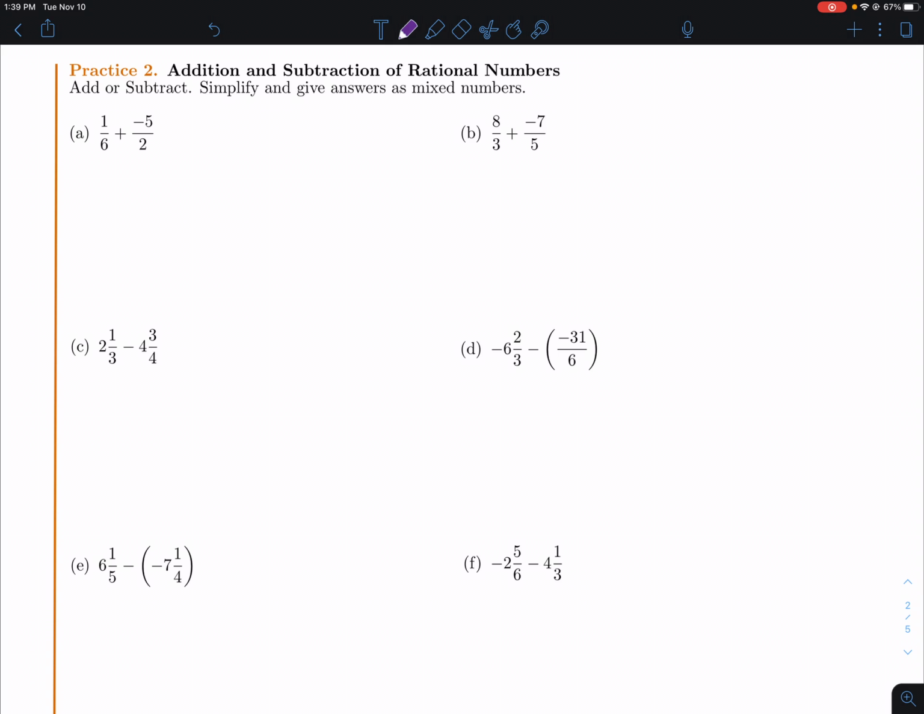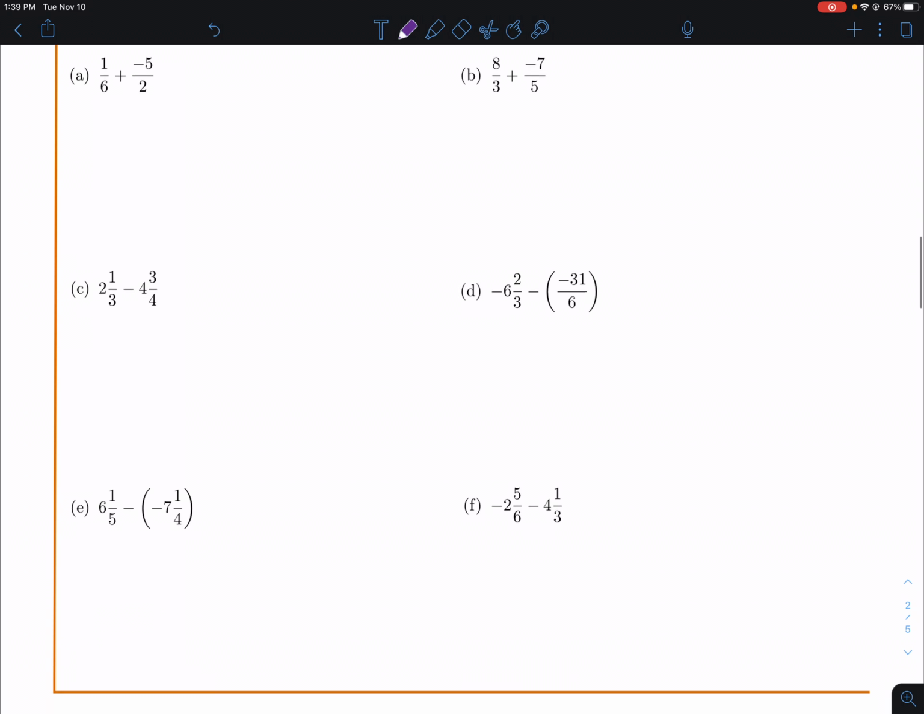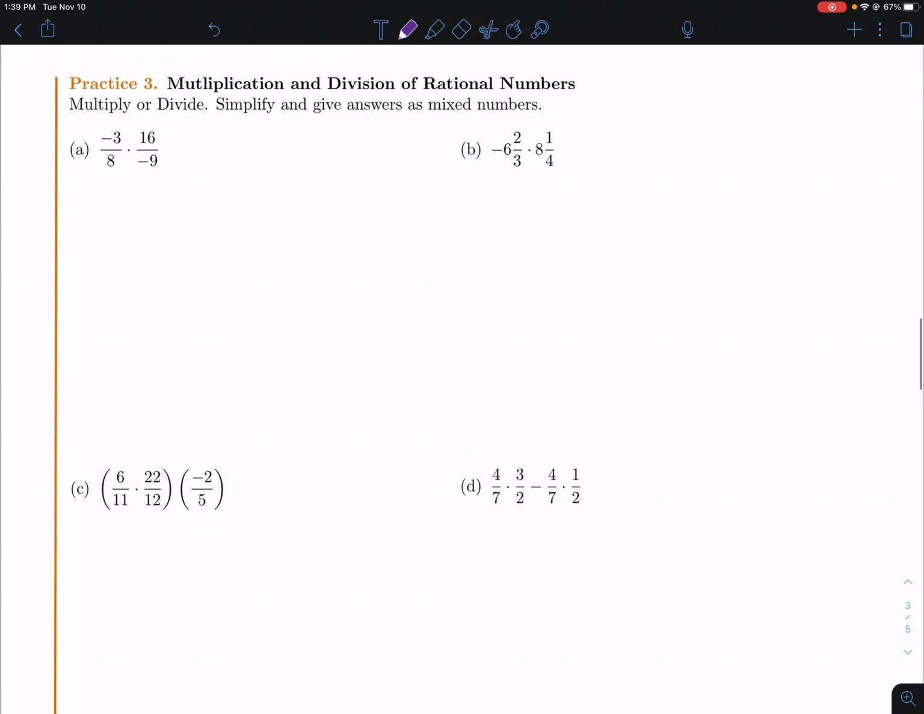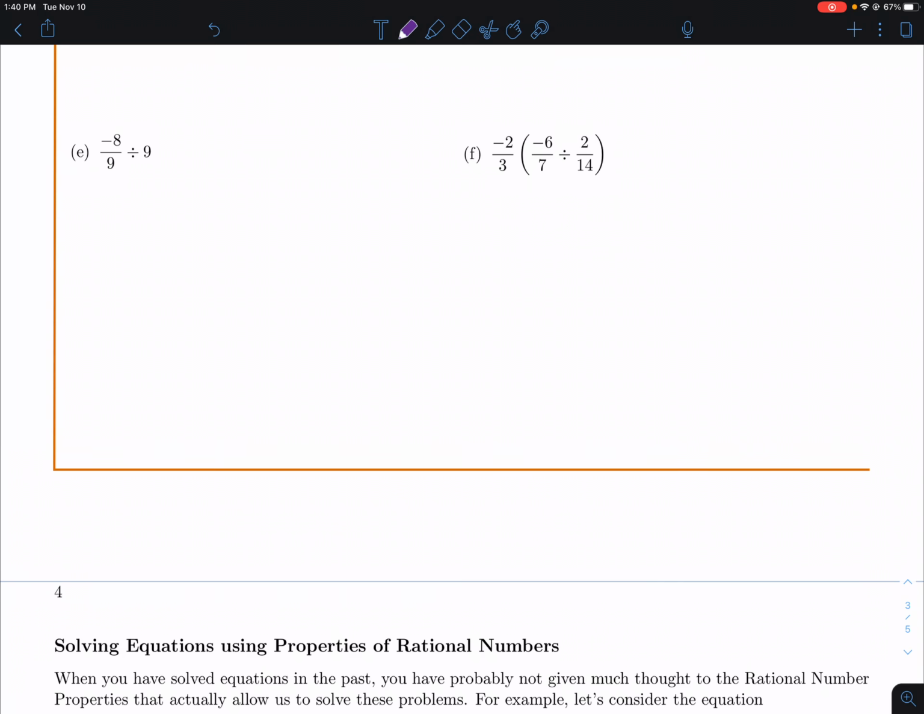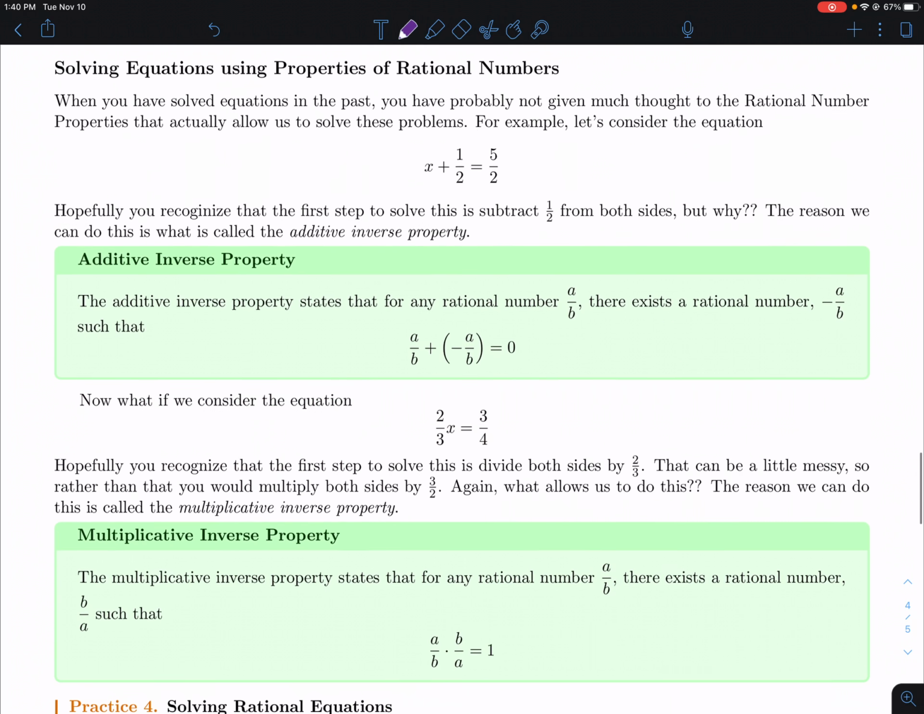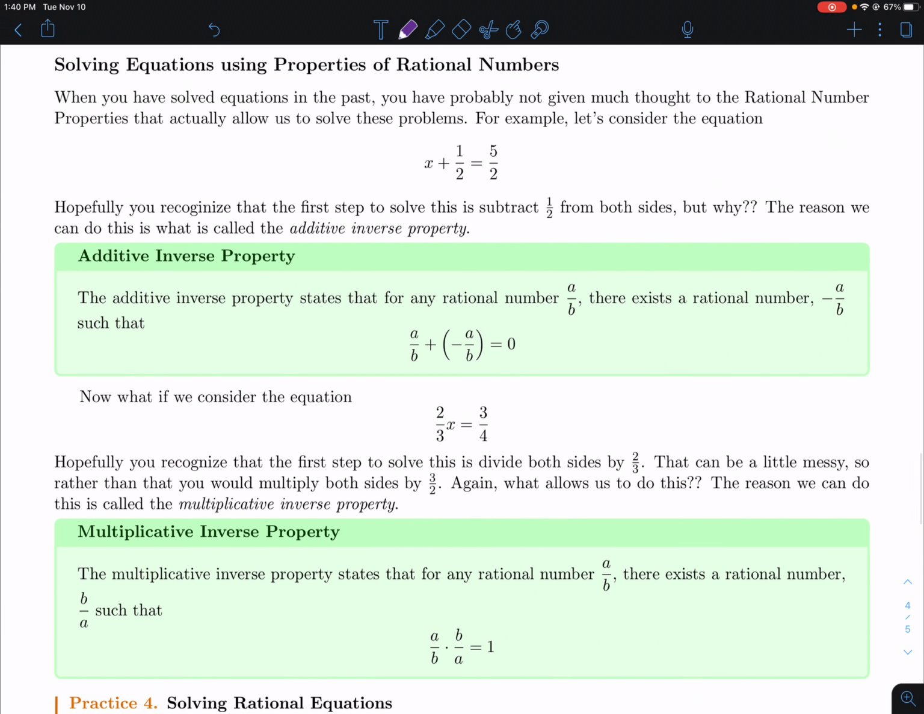Let me know if you get stuck or if you need me to walk you through some of them, because I can make a quick video or whatever to show you. Otherwise, I'm going to leave practice 2 for you to work on. Same thing for practice 3. These are all just no models, just plain old multiplications and divisions. I just want to see how well you can do. So if you do get stuck, let me know. At this point, pause the video, work on practice 3 and 4, and then when you're done, come back and we're going to talk about how to solve some equations using rational numbers.